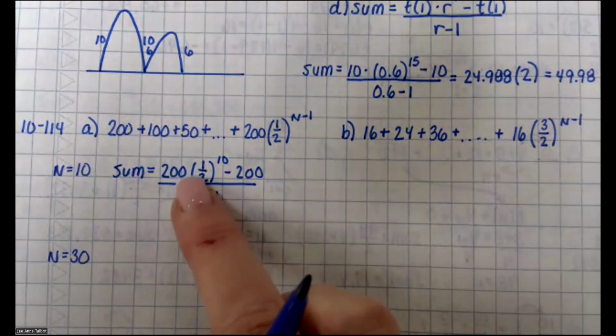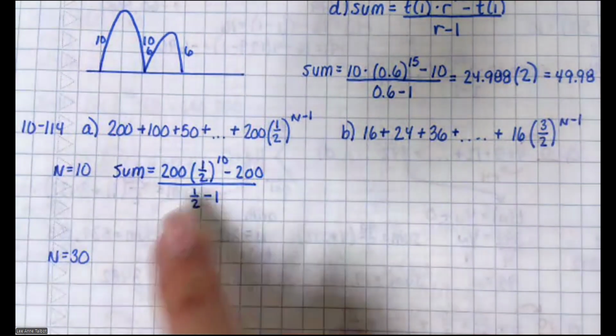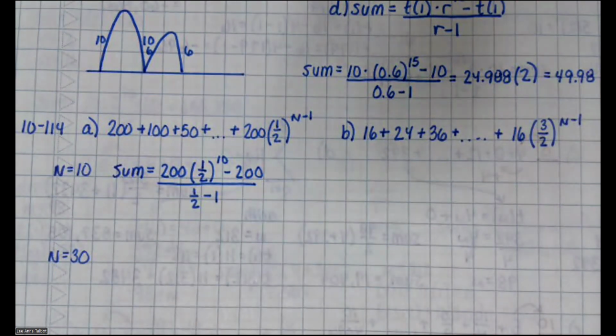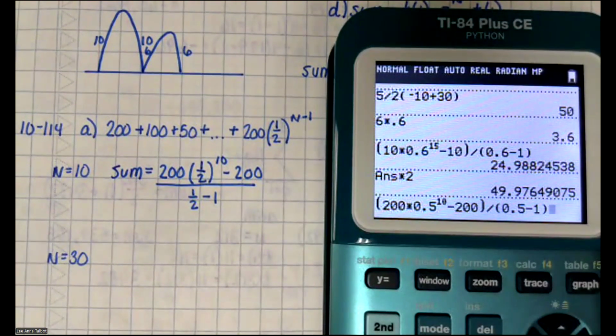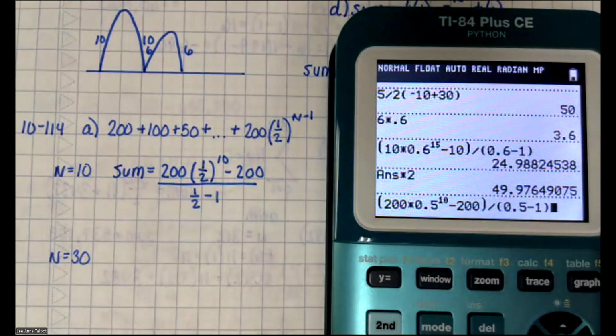Also, in your calculator, you should use 0.5 and not 1/2. It's much easier unless you want to use double parens. I'm going to use 0.5 because I'm lazy. Take a look at my calculator if you need help.